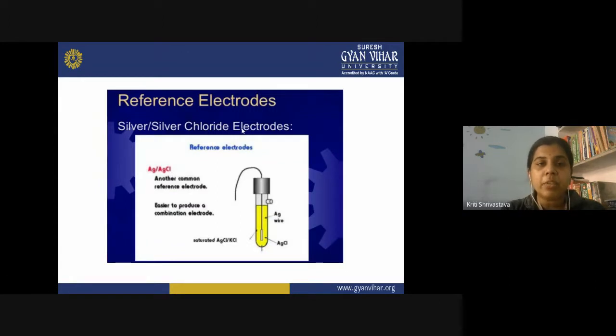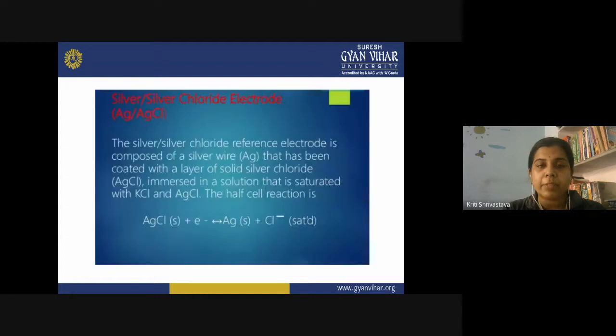The second commonly used reference electrode is the silver chloride electrode. So here you take silver and silver chloride, and this is also very commonly used. And here you can see the schematic diagram. You have a silver wire and an AgCl solution. Now it has certain advantages over the calomel electrode, because mercury is a poisonous metal, but silver is, you can say, harmless. And then it is easier to produce a combination electrode. So this is also a category of reference electrode. It maintains a constant potential throughout the potential window of your experiment.